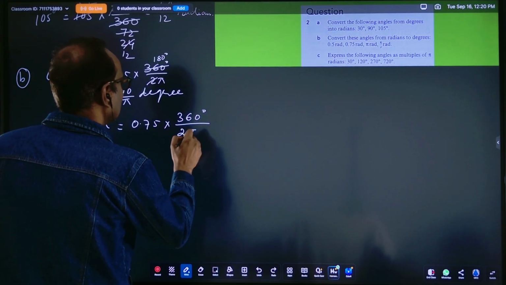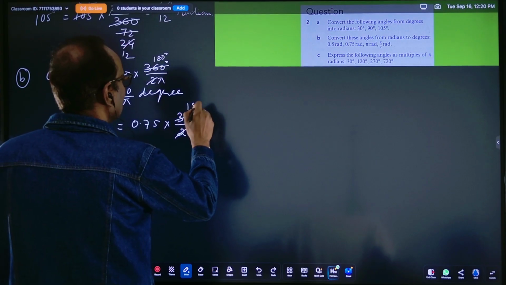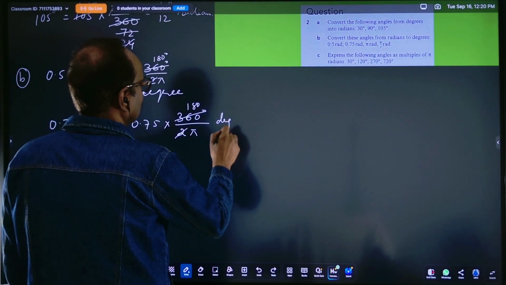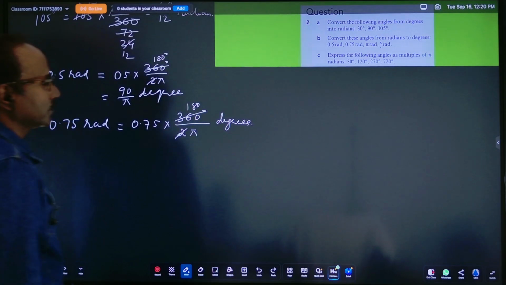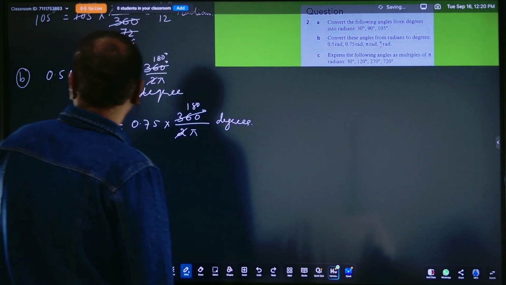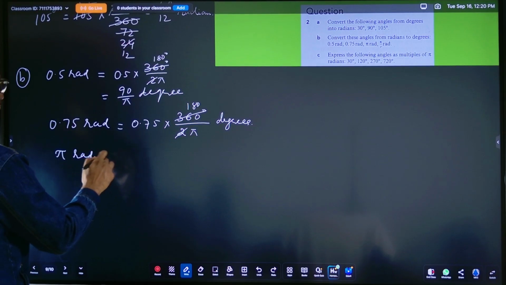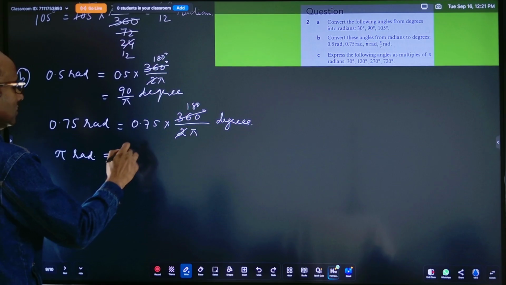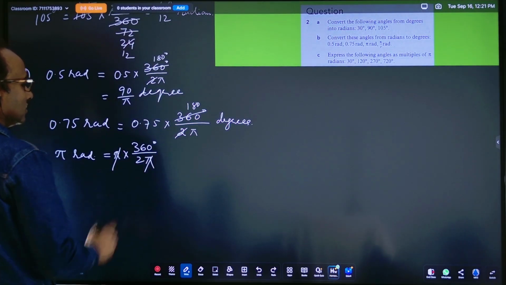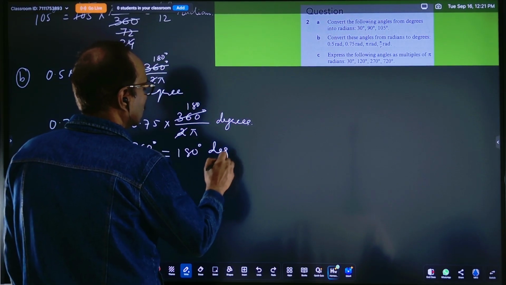360 degree by 2 pi. You put the value of pi, cancel the 2, and whatever value you get will be in degrees. You can do the calculation. Pi radian: pi into 360 degree by 2 pi, that is 180 degree.